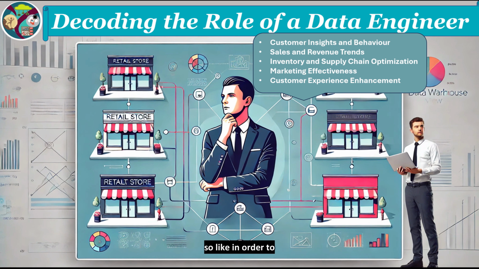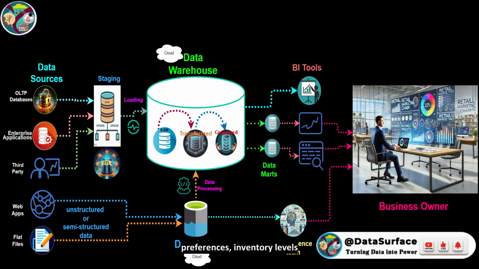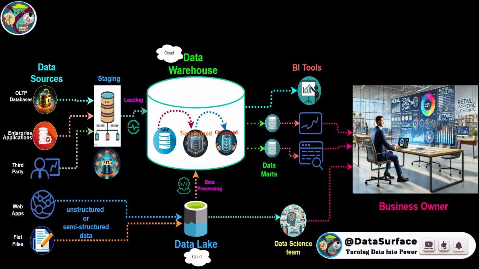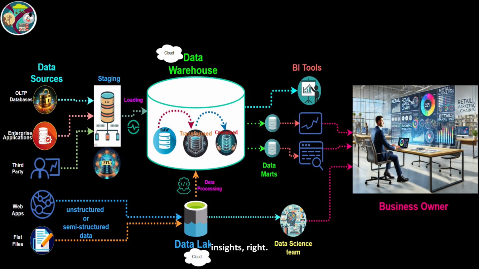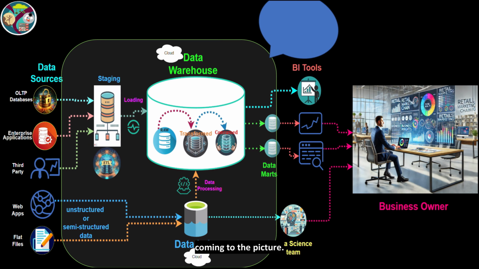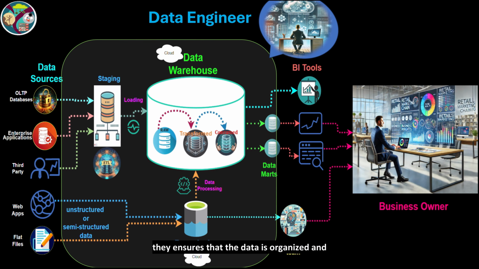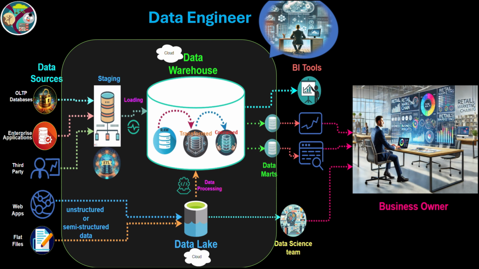In order to get these insights, first of all you need to collect all the data, like sales figures, customer preferences, inventory levels, and all the stores' data across the globe, right? Once you collect this data, from this data you are going to get these insights. So that's where the data engineer comes into the picture. The data engineer's primary role is to design, build, and maintain systems that collect, store, and process this data. They ensure that the data is organized and ready for analysts, data scientists, and business decision makers.